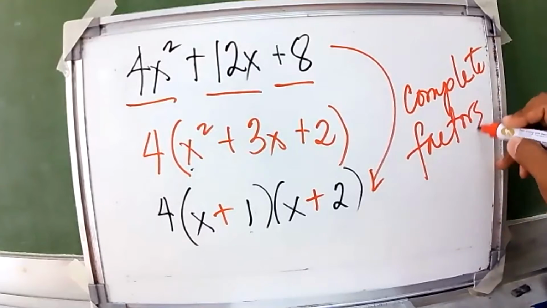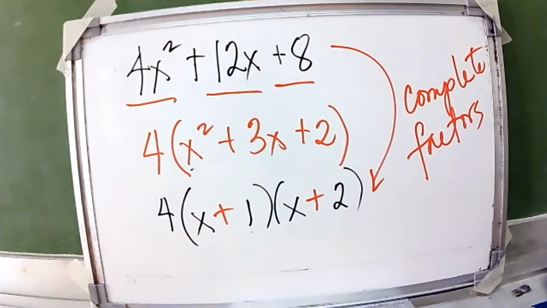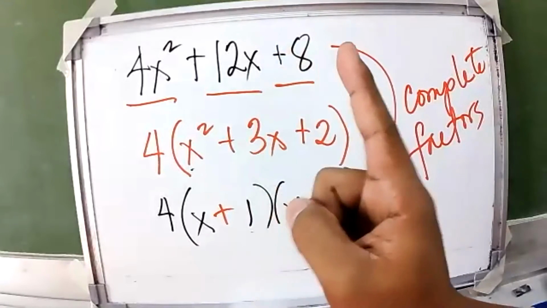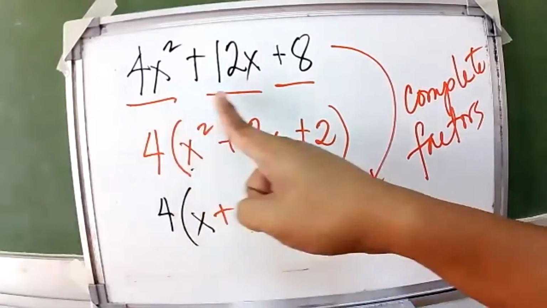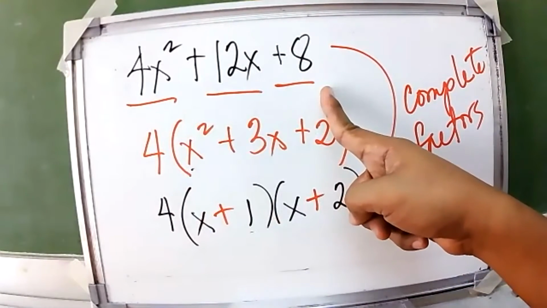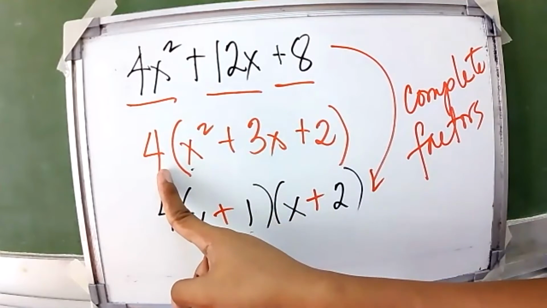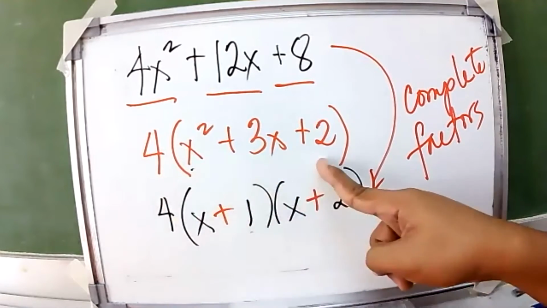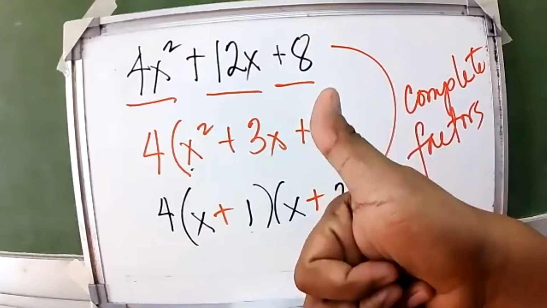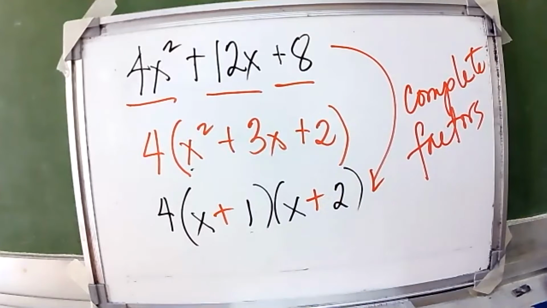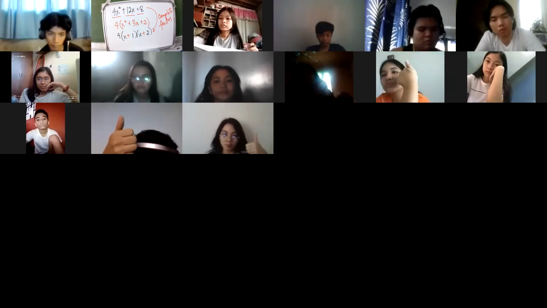Okay? So again, always remember the first step is always the common monomial factor. Always check if your given has a common monomial factor. After getting the common monomial factor, check if what remains can still be factored. Thumbs up if you got that process. Very good. Okay, thank you.